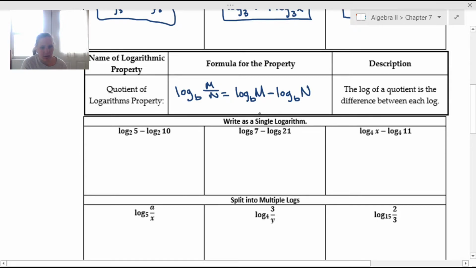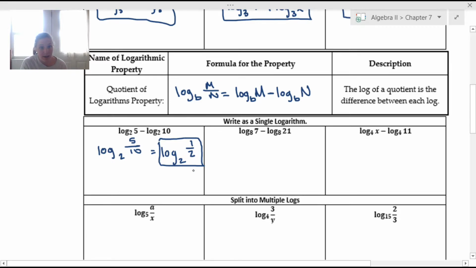So let's talk about it. We're going to write a single log again. So this is going to be log base 2 of, and the first number always goes on top, divided by 10. But we can reduce 5 divided by 10. It's equal to log base 2. They're both divisible by 5, so that's going to be 1/2. Log base 2 of 1/2 is the answer. All right, I encourage you to try the next couple on your own.